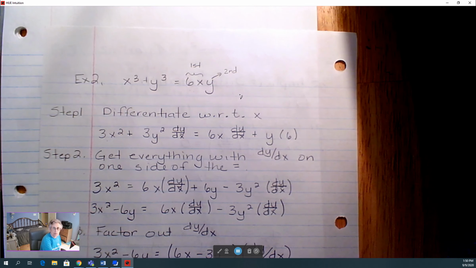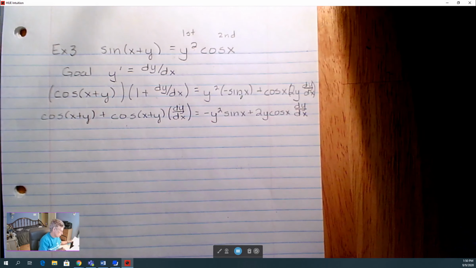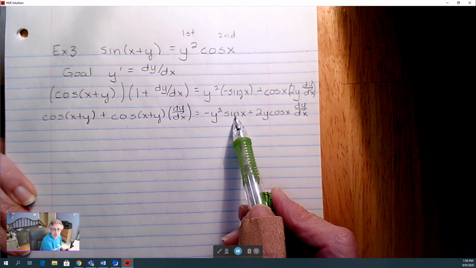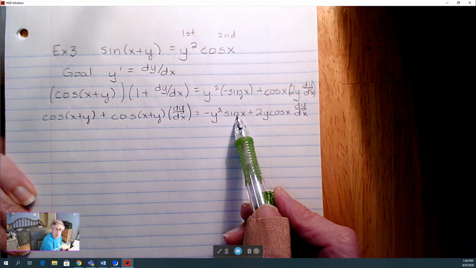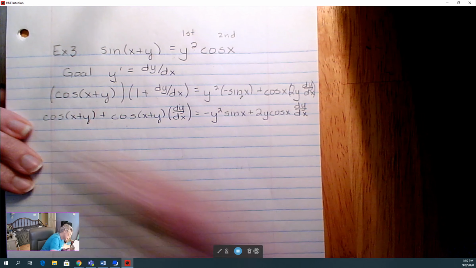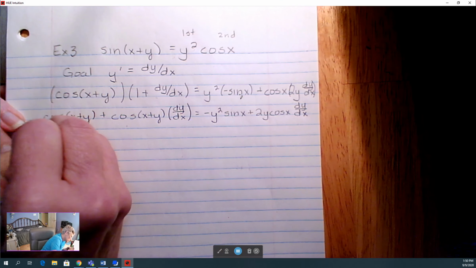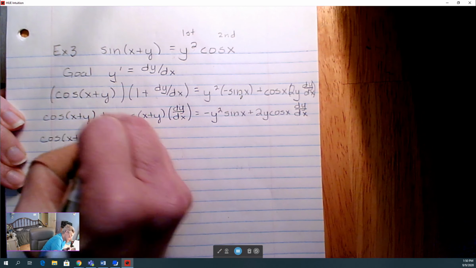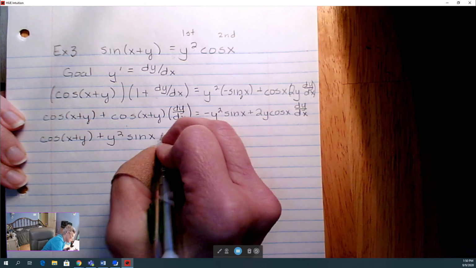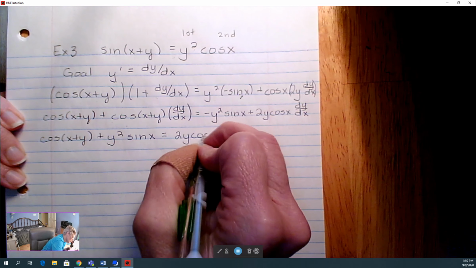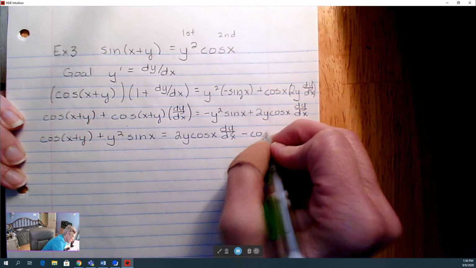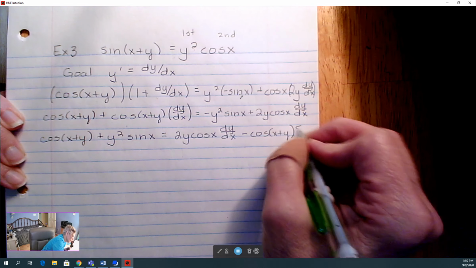Now we want to get everything with dy dx in it on one side of the equal mark. And since I have a minus sign here, I'm going to go ahead and add that to both sides, which means I'm going to have all my plain old stuff on the left-hand side, and I'll have all my dy dx stuff on the right-hand side. I'm going to do it in one step this time. So I'm adding y squared sine of x to each side.